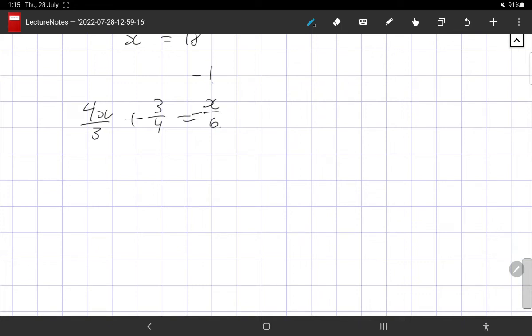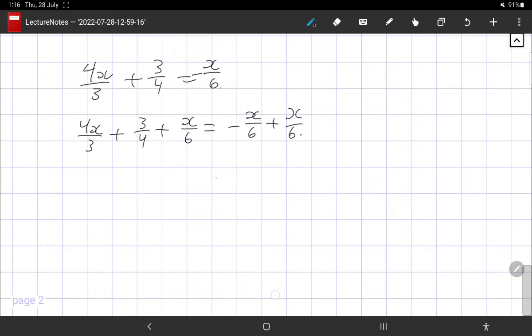How do I get minus x over 6 to the other side? Well, if this was minus 1, I would add 1 to both sides. But because it's minus x over 6, I need to add x over 6. So let's do that. Let's add: 4x over 3 plus 3 over 4 plus x over 6 equals minus x over 6 plus x over 6. When you add something and you subtract something, and it's the same value, you get 0. So this will equal 0.